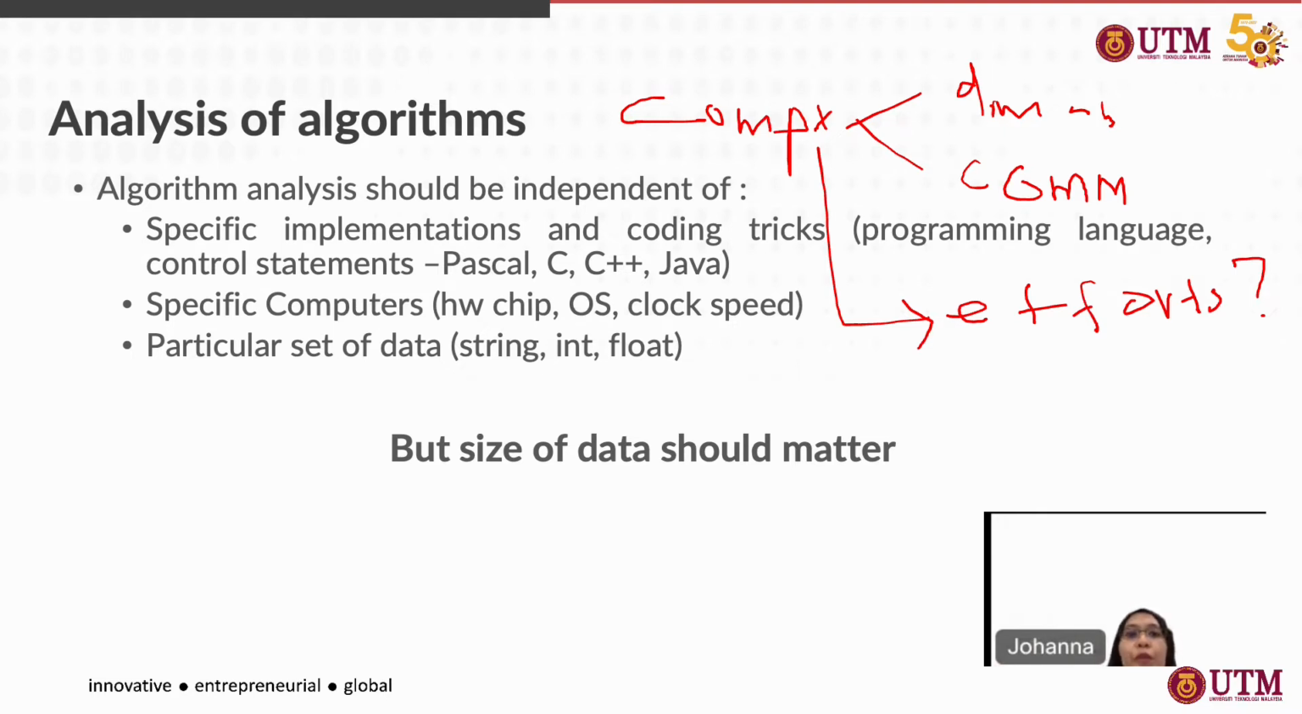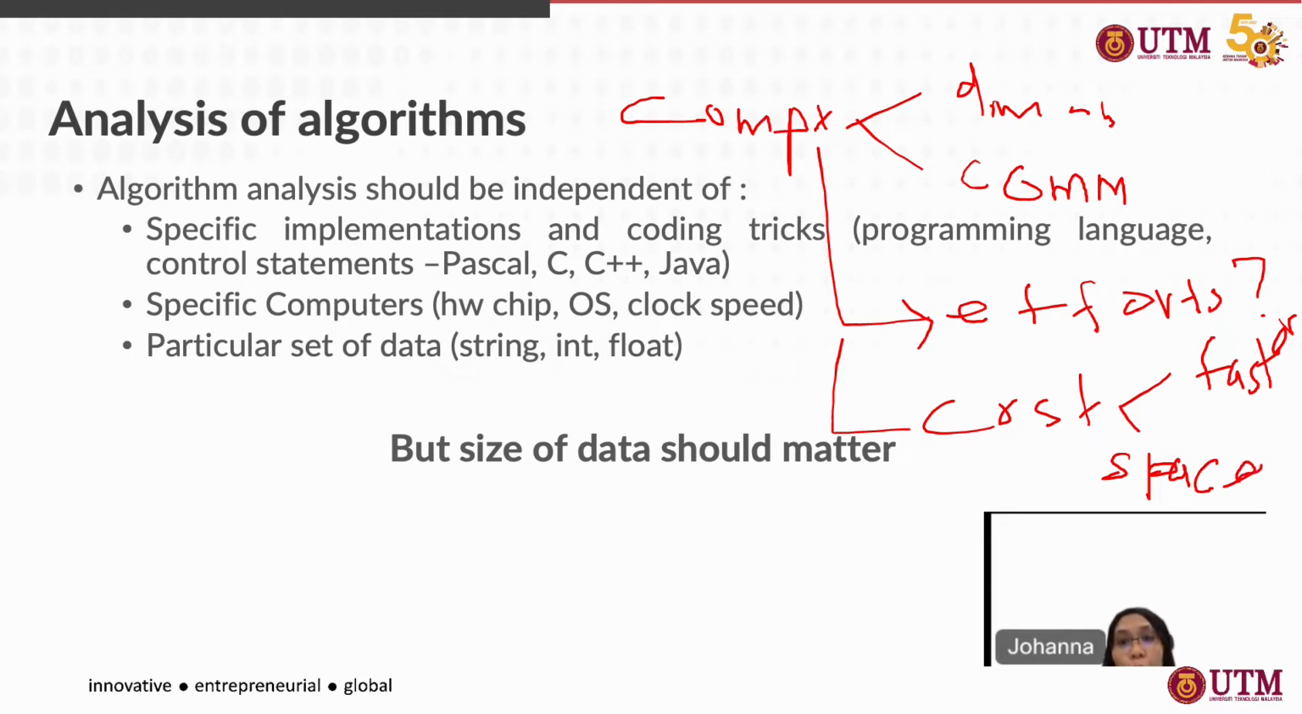We have here two examples of cost measurement. The first one is faster is better. This refers to time, meaning that we measure it in terms of time. How do you measure time? How are you going to measure it? The wall clock or the computer clock.